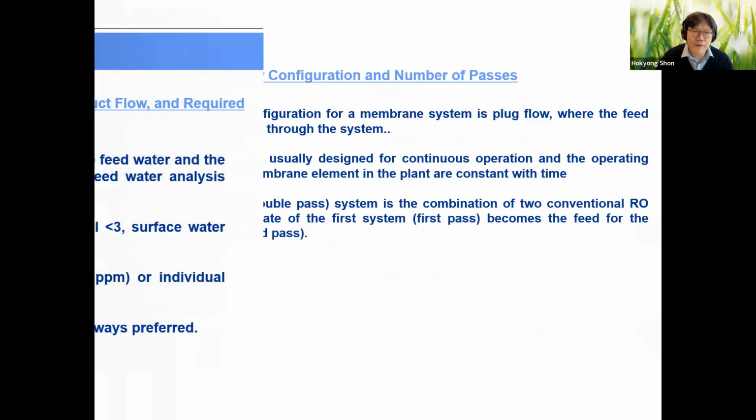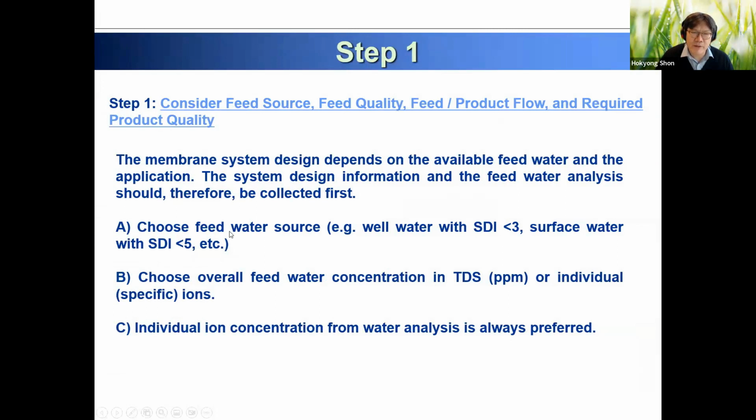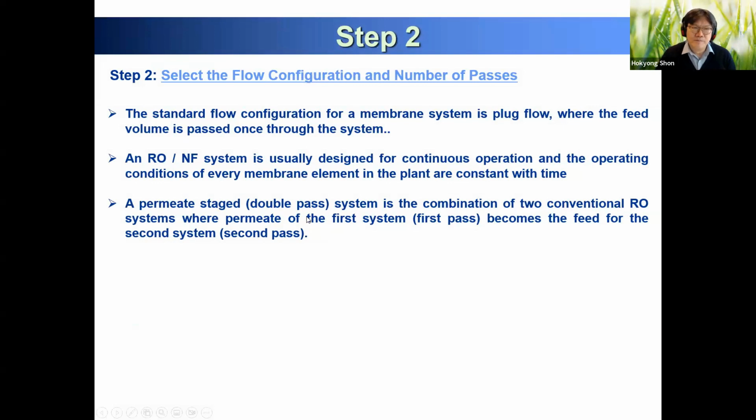So step 1, you want to get the SDI value. You want to get your feed water concentration, osmotic pressure, as well as individual components. So you can collect this data and then go to step 2. Step 2 is flow configuration and number of passes.